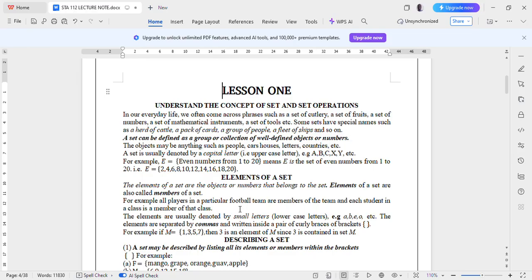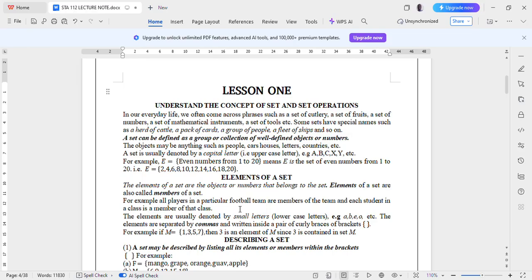So in a nutshell, what is a set? A set can be defined as a group or collection of well-defined objects or numbers. That is, in those objects, something must define them. Something must bring them together. You can use a common word to describe all of them, so that at the mention of that word, somebody will know what we are talking about.